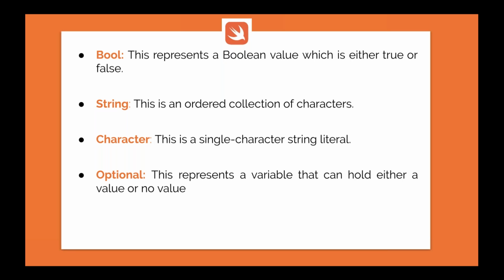So if I'm creating a variable and I specified it as an optional type, then that optional type can maintain two values. Either it can hold the nil value, or it can hold the actual data. That is what we call an optional.